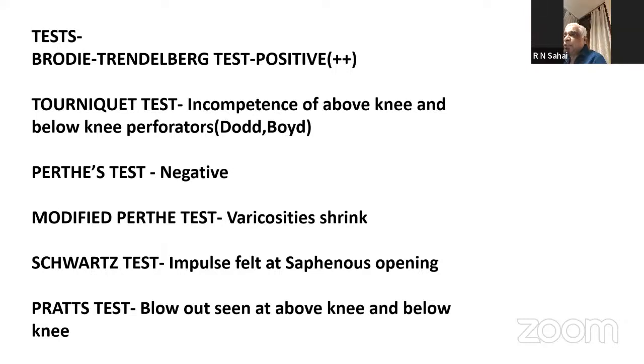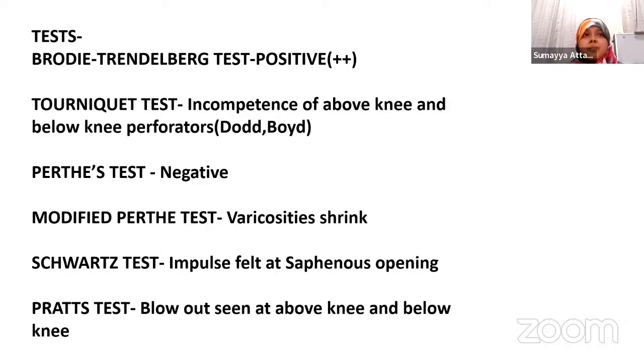So what does Perthes test tell you? Sir, depending on Perthes test, we decide whether to operate the patient or not. It tests for DVT, for deep vein thrombosis in the veins, if there is DVT present, sir. You write modified Perthes test for deep vein thrombosis is negative. Yes, sir.